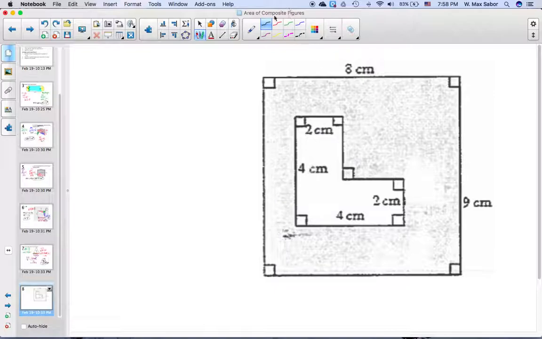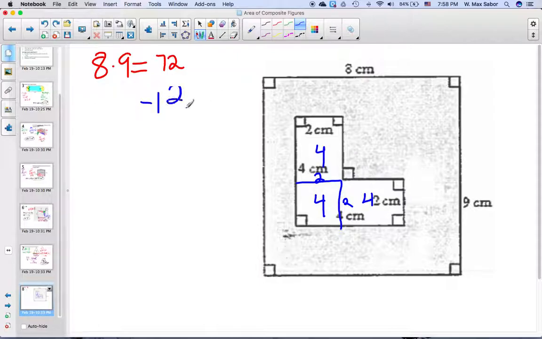Lastly, here we have a rectangle. The whole thing, 8 times 9, gives a total area of 72 square centimeters. For this, we have a bunch of 2 by 2 boxes. So I can tell that that 2 is the same as this 2, and that 2 is the same as this 2. So we have 2 by 2, 2 by 2, 2 by 2, for a total of 12 square centimeters. So the negative space inside is 12 square centimeters. When we subtract that out, we get 60 square centimeters.